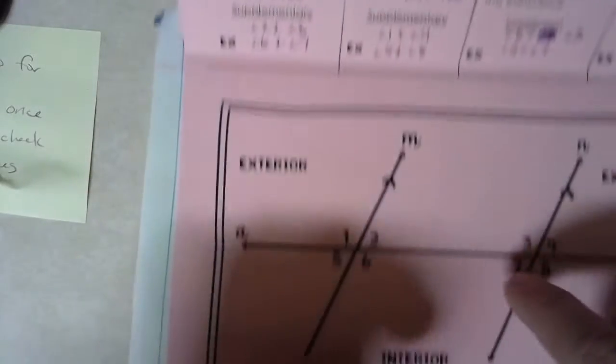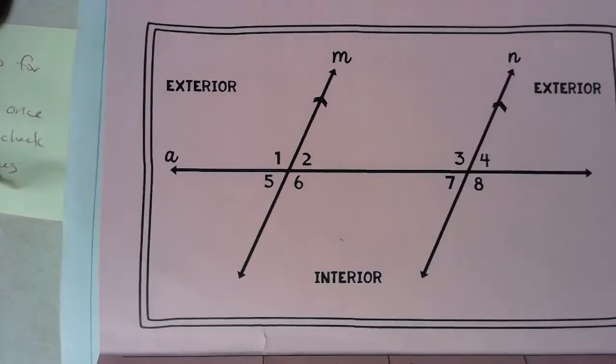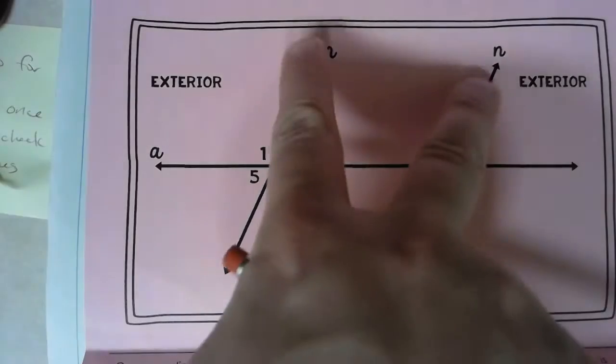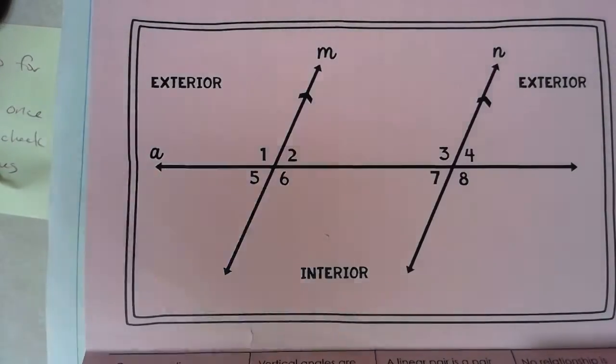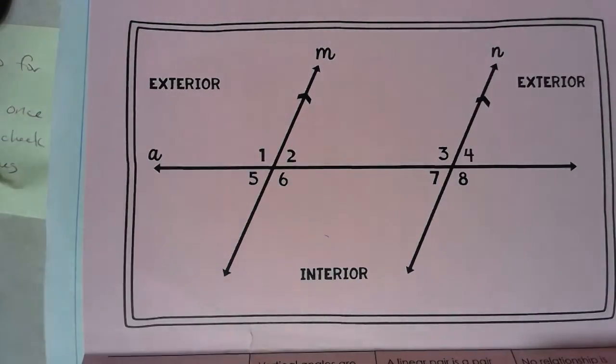So let's look at this picture. So same side interior. Okay, so in this picture, we have clearly labeled the interior, which is the space that is inside my parallel lines. Okay, so I've got M and N are parallel lines. They are never going to intersect with one another. And then we've also got this line A. A is known as my transversal.